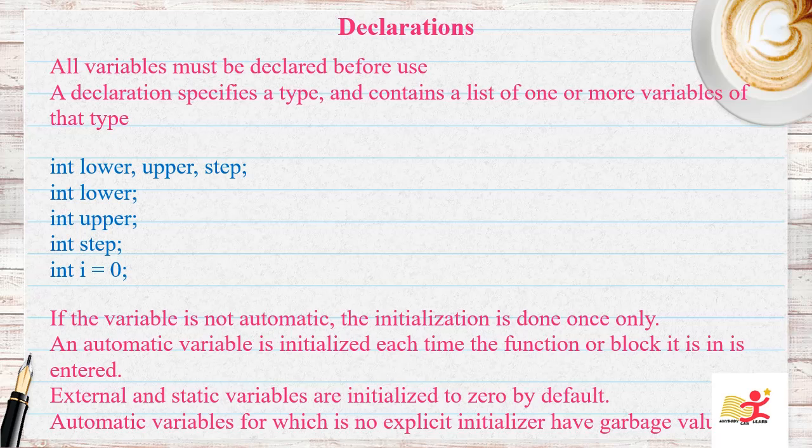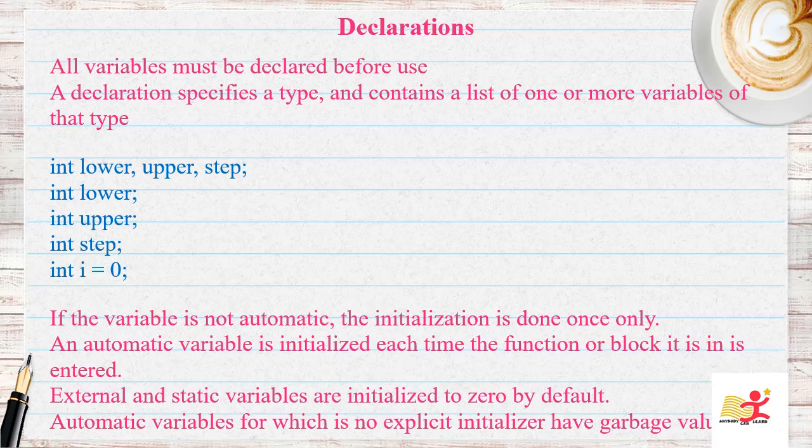If the variable is not automatic, that means if it is an external variable, the initialization is done once only, usually at the top of the file. Before the program starts executing, that variable gets initialized and the initializer must be a constant expression.